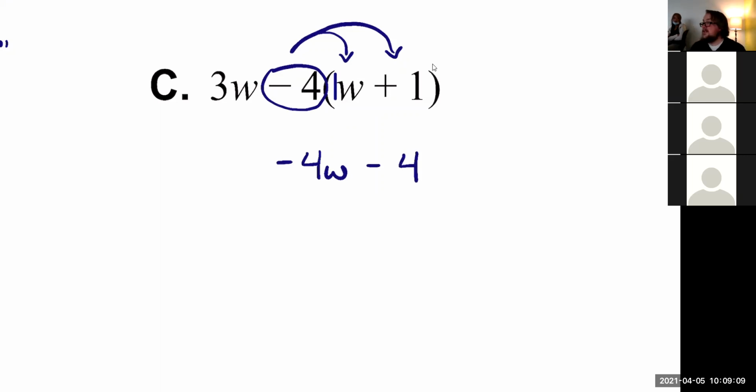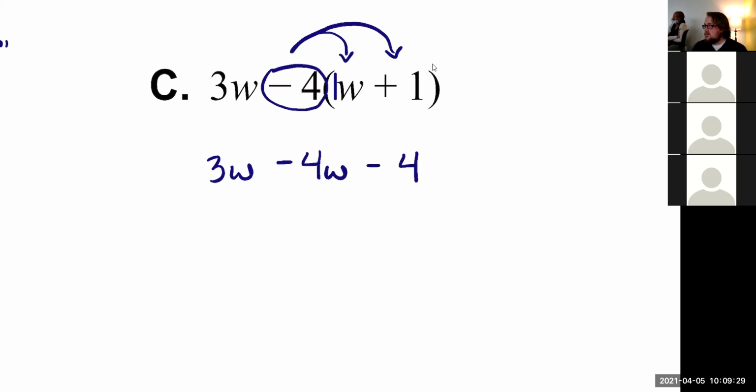Am I missing anything? 3W. Do I need to distribute to that as well? Just bring it down. If it's not next to the parenthesis or in the parentheses, I'm not ready for it yet. But I did just knock out the parentheses, which is good. Is there anything more I can do to this expression to further simplify it?